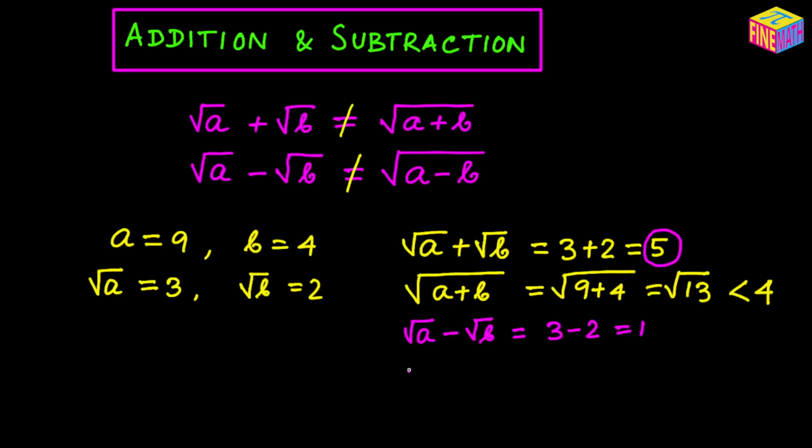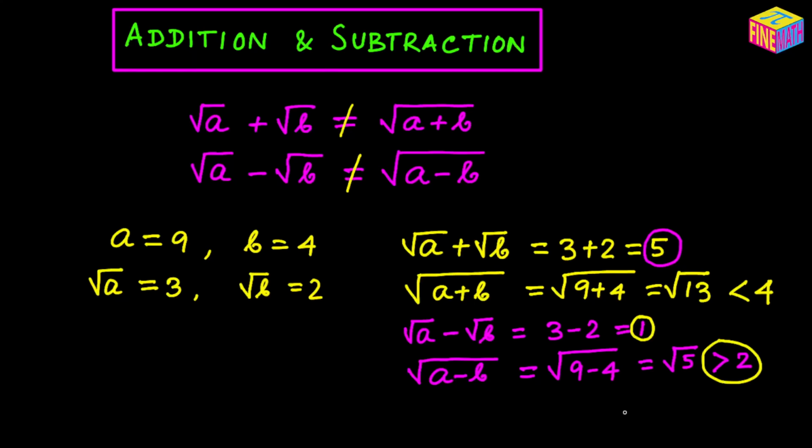And then if we say square root of a minus b, that would be square root of 9 minus 4, which is square root of 5, and that is obviously greater than 2. So here we have a quantity which is 1, and another quantity which is obviously greater than 2. Definitely they are not equal, right? So make this point very clear: square root of a plus square root of b is not equal to square root of a plus b. Similarly, square root of a minus square root of b is not equal to square root of a minus b.